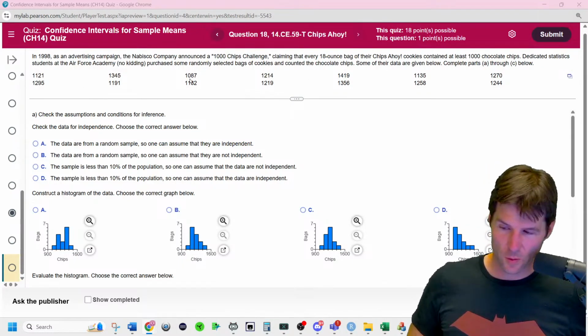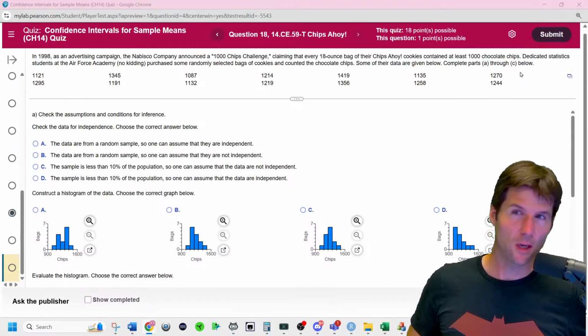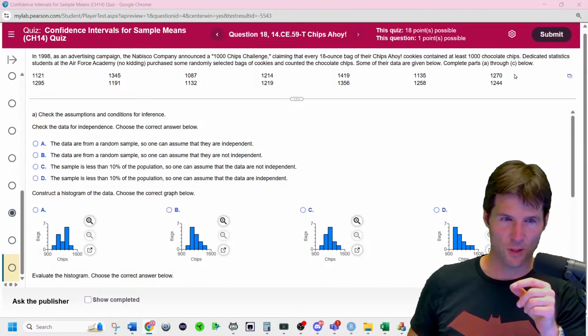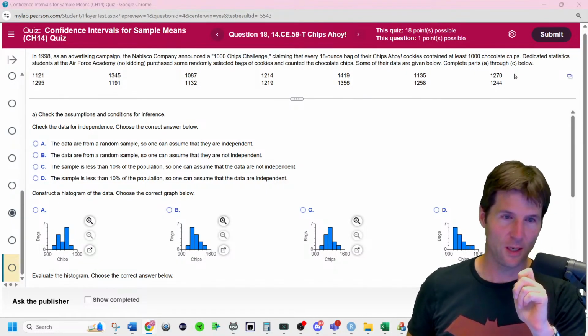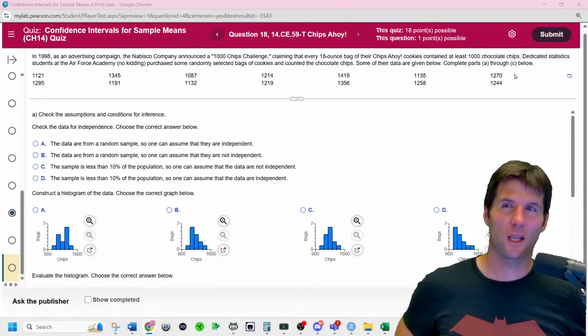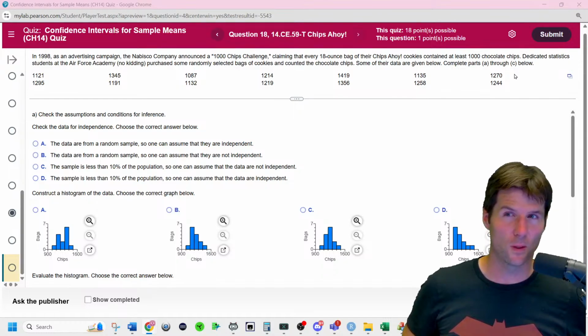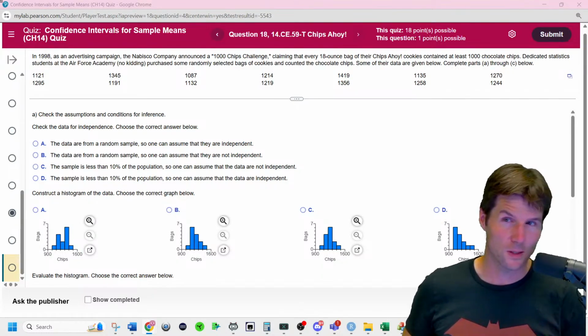So you notice we get 12 data points right here on the chip challenge. People went in and counted how many chips were in a chocolate chip bag. 1882, you got it. We'll do that next. That one has so many decimals on it. That one's annoying and it requires a little math trick, but we'll get to that one next.